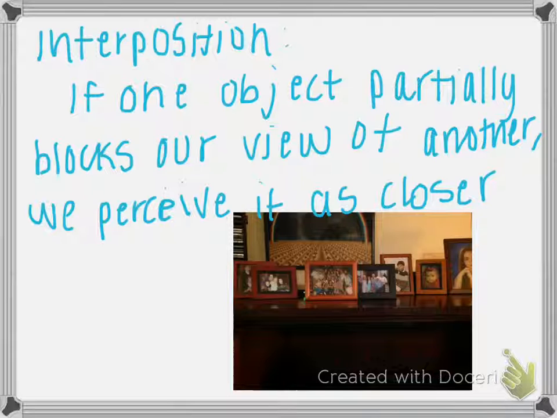These picture frames show interposition because the brown picture frame is covering the black frame, which means it appears closer to us.